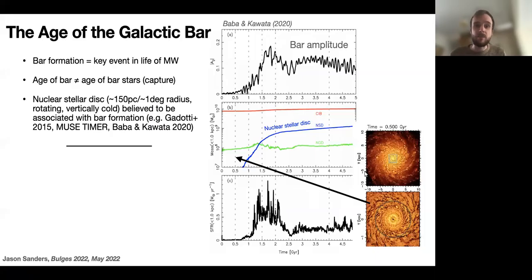And so one of the really important things that we want to know is exactly when the bar of the Milky Way formed. The bar is an important dynamical driver, reshaping the distributions of stars and gas within the galaxy, and knowing exactly how long it's been doing this is very important for the interpretation of other observations. However, it's a challenging measurement to make because the age of the bar does not equal the age of the stars within the bar. The stars within the bar likely formed in some precursor disk, or they could have been captured into the bar. And so the key then is to look at a structure that only started forming stars when the bar was formed.